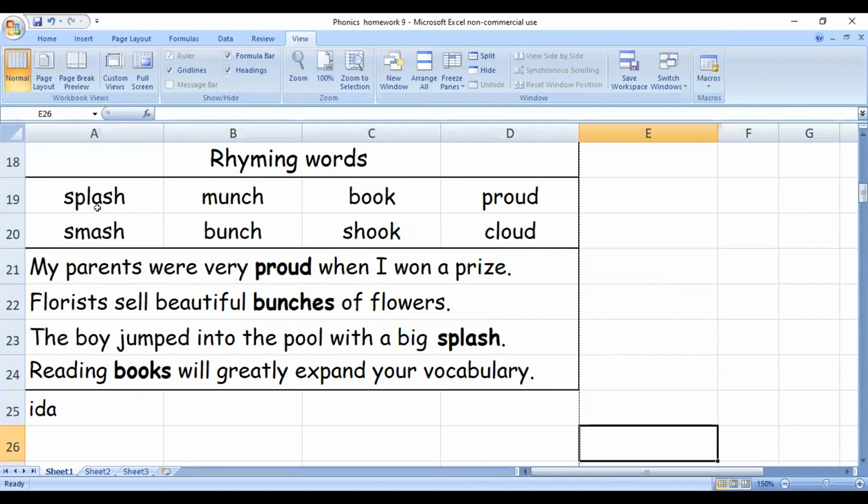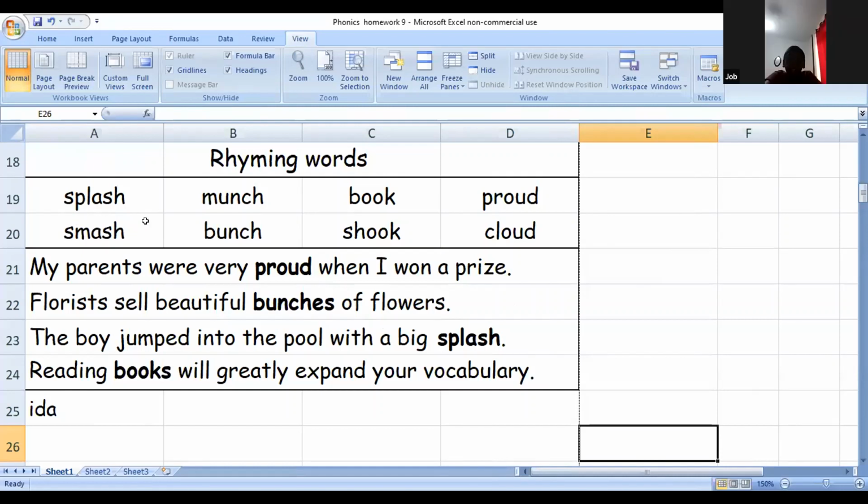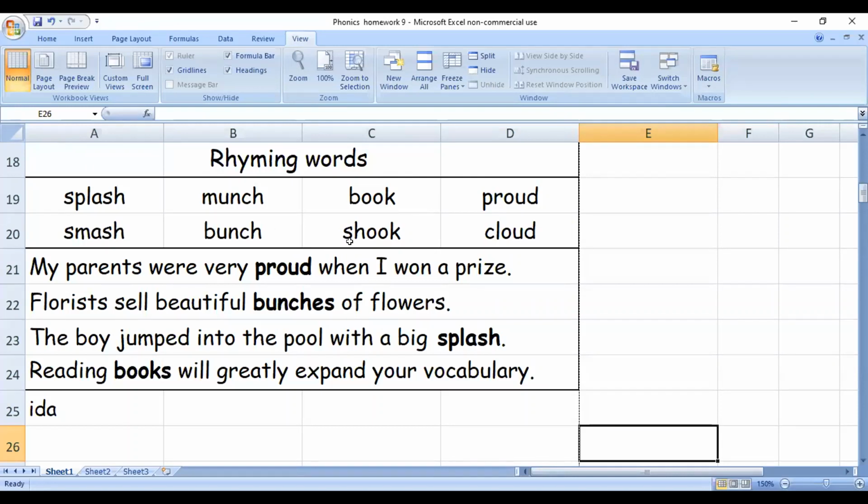Who would like to do it? Somebody would like to do it? Flash, smash, munch, book. Stop. Okay, you continue. Book. Within the word. Shook. Cloud.